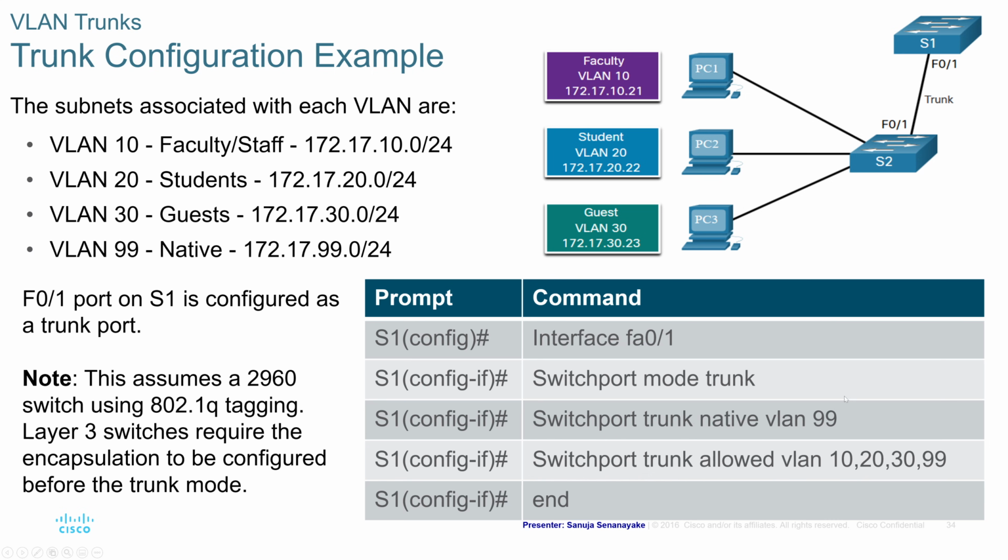So the native VLAN is set to 99, and switchport trunk allowed VLAN 10, 20, 30, 99. That means they are allowing 10, 20, 30 plus the native VLAN, which is 99. In this example, this assumes a 2960 switch using 802.1Q tagging. Layer 3 switches require the encapsulation to be configured before the trunk mode. So remember that. That's what they are trying to show on this page.